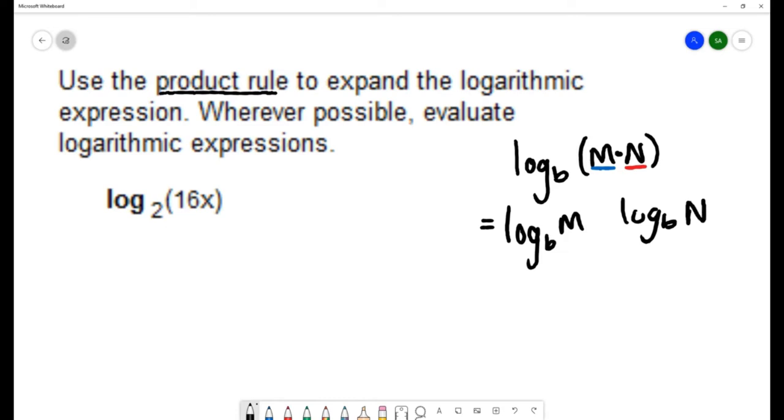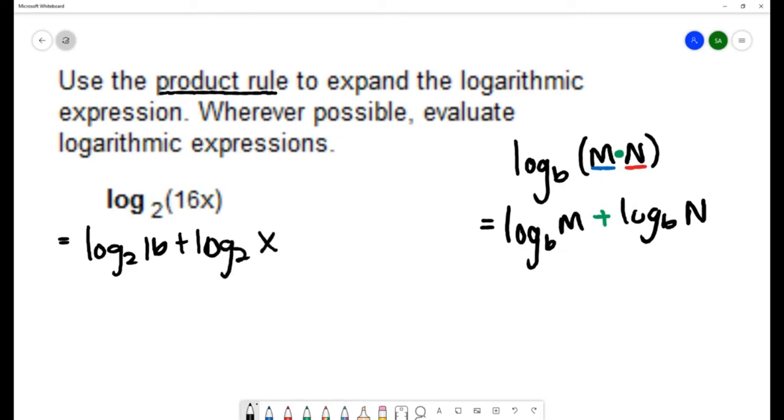And then because we have the product inside the log, we're going to add those logs together. So this is expanding with the product rule. Log base b of m times n is equal to log base b of m plus log base b of n. So in this example, we have a product inside the log. We have 16x. So we can write this as log base 2 of 16 plus log base 2 of x.